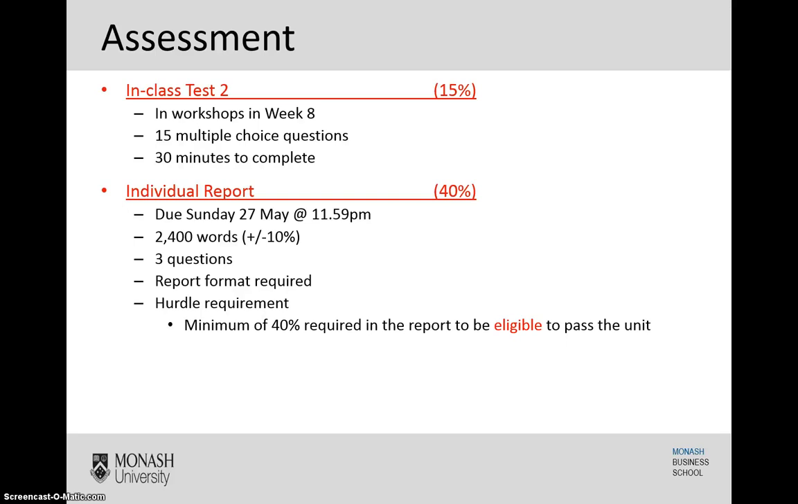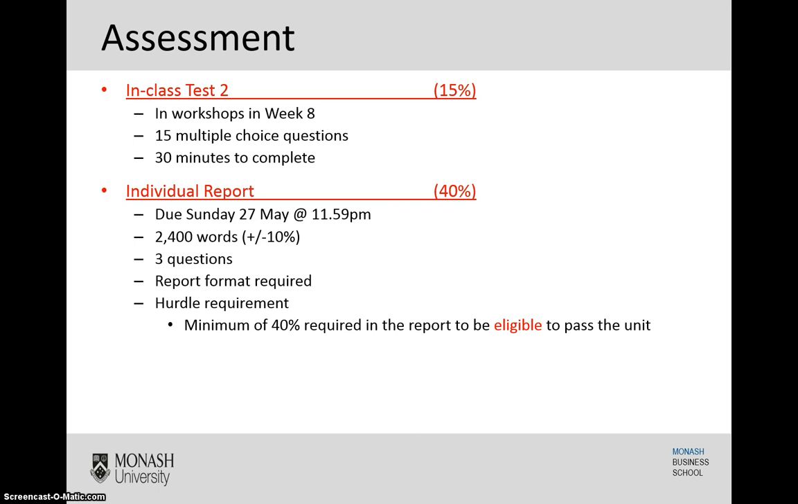Finally, we have an individual report, which is the summative assessment piece for this unit. It is worth 40%, so it clearly is the major assignment here. It's due Sunday, 27th of May this year at midnight effectively, so any time before midnight on that Sunday. That Sunday, as you'll note, is the Sunday of week 12. So you have the entire semester to complete this particular report. The report is to be roughly around 2,400 words, of course plus or minus 10%, and is based around 3 questions which are outlined quite clearly in the unit guide.